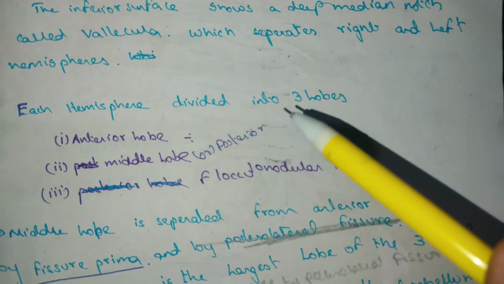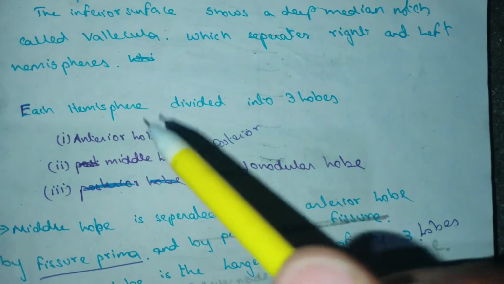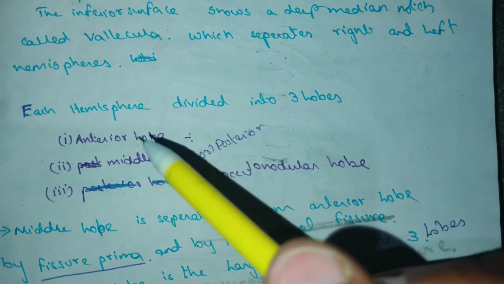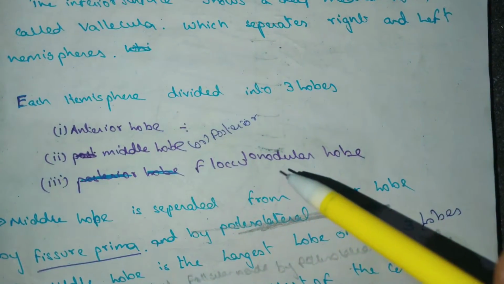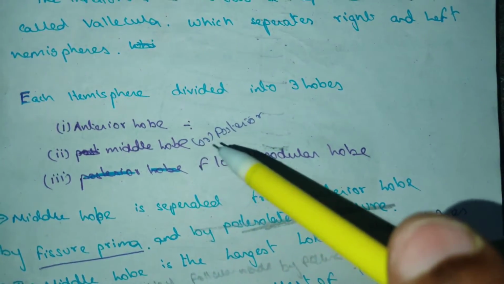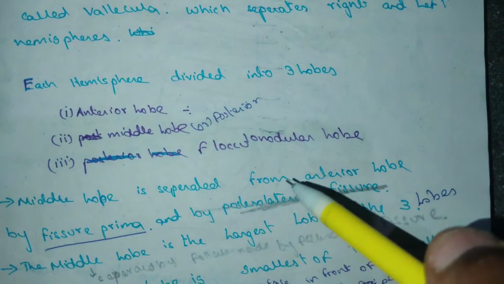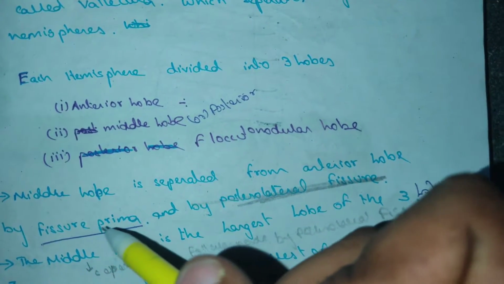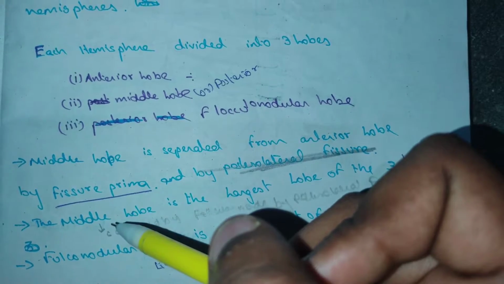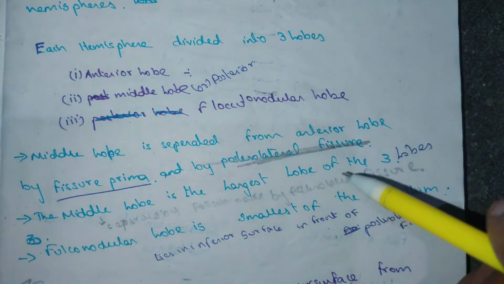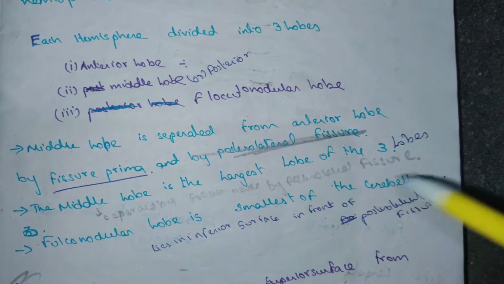Each hemisphere is divided into three lobes: the anterior lobe, the middle lobe, and the flocculonodular lobe. The middle lobe is otherwise known as the posterior lobe. The middle lobe is separated from the anterior lobe by the primary fissure, and from the flocculonodular lobe by the posterolateral fissure. The middle lobe is the largest of the three, and the flocculonodular lobe is the smallest.